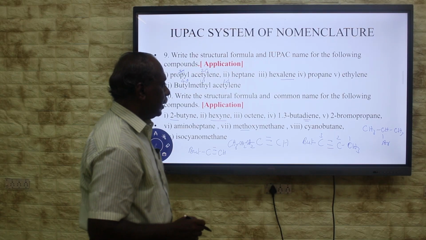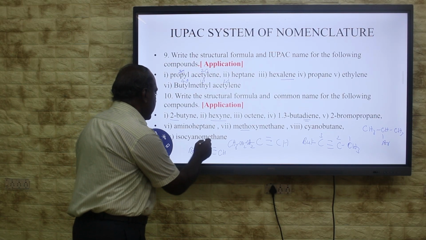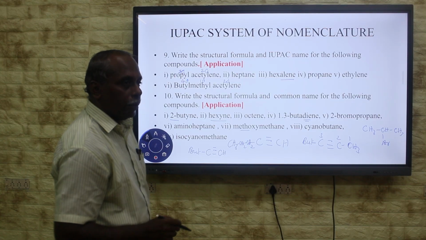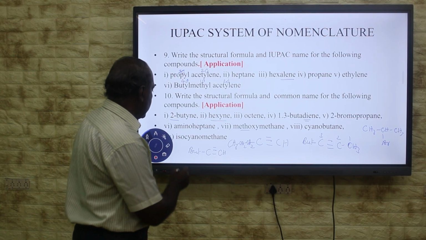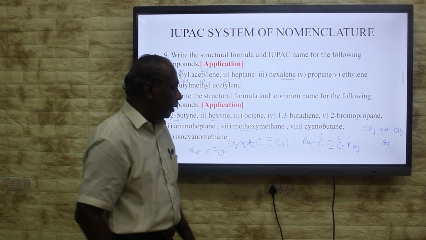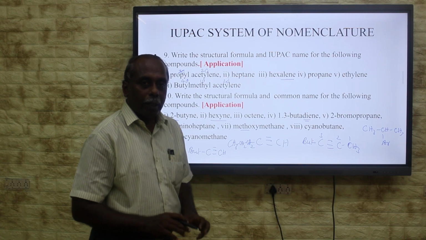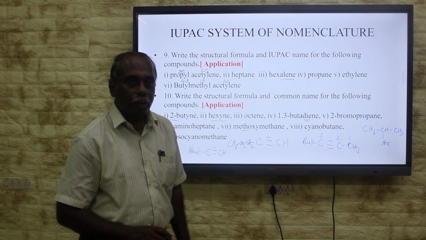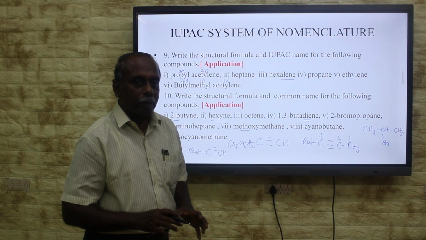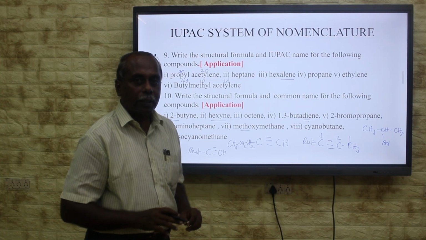Dimethyl ether. Then cyanobutane, butyl cyanide. Then isocyanomethane. Methyl isocyanide is the common name of this compound. In this way, we are going to give the common name. It can be arrived at only by knowing the structure of the compound. You recollect all those things. With the help of this knowledge, you can answer this kind of question. Thank you.